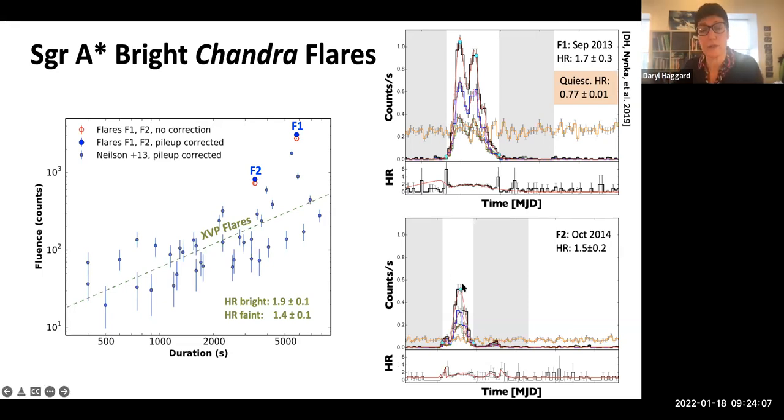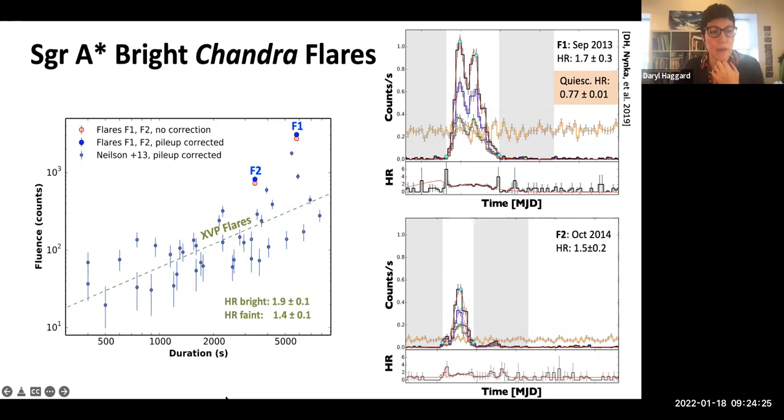We can take these flares. So it turns out Sgr A has an X-ray flare roughly once per day. That's a statistical average. It can go many days with no flares, and then sometimes it'll just go pop, pop, pop, pop all at once. But on average, it has an X-ray flare roughly once a day. They're usually much fainter than these two I'm showing you here.